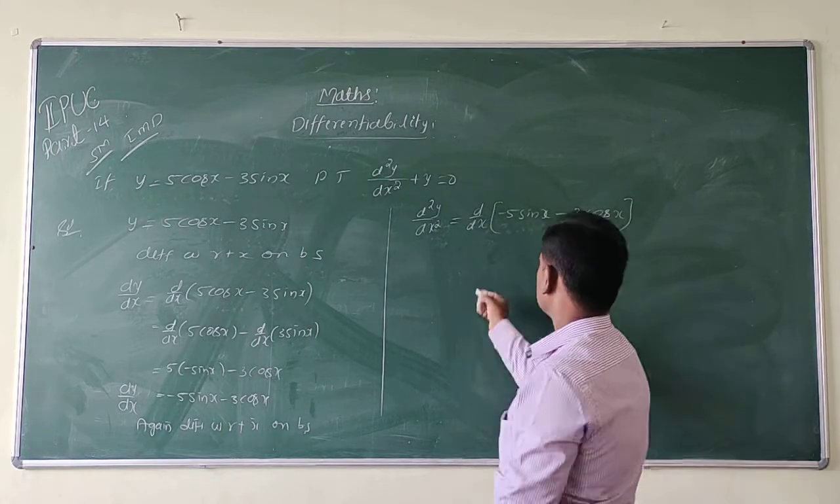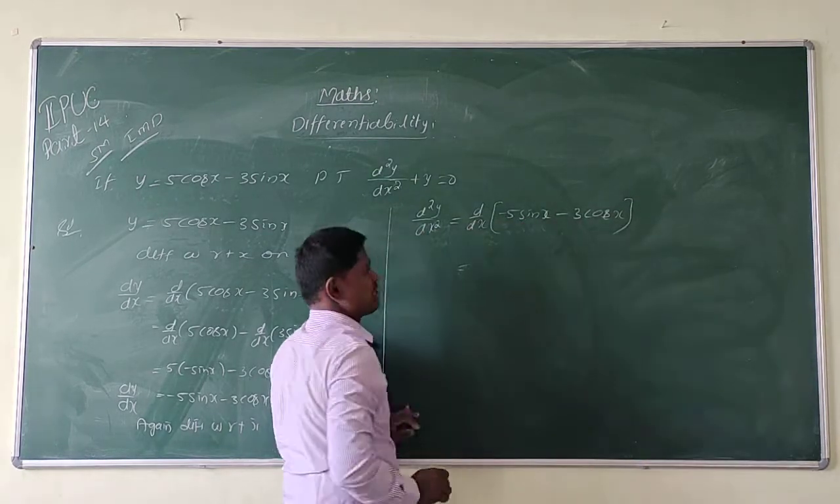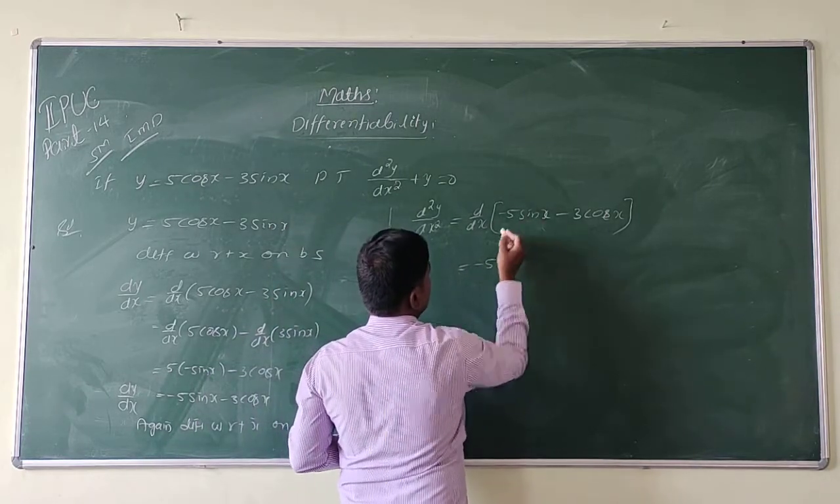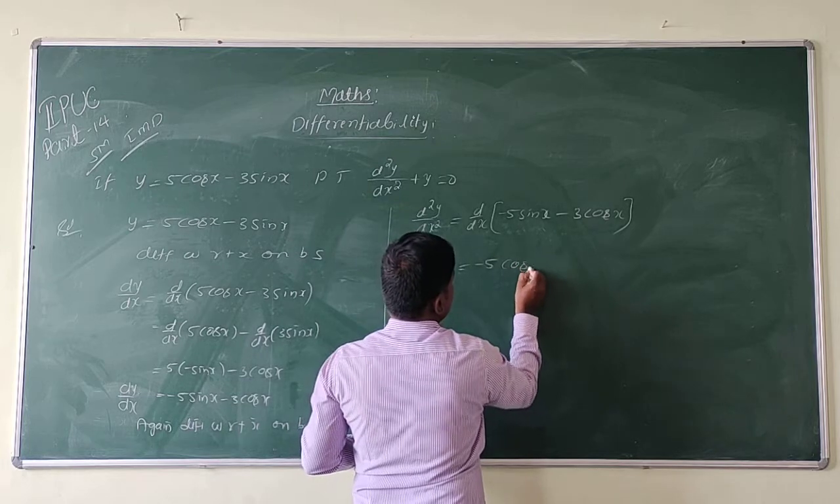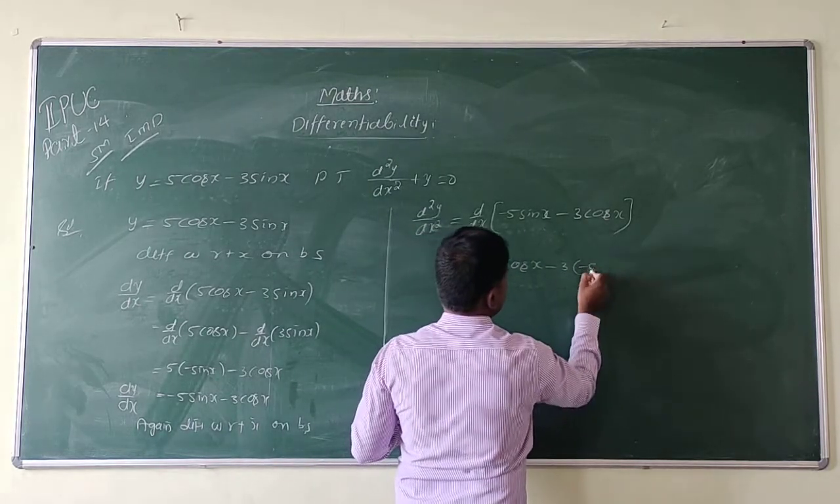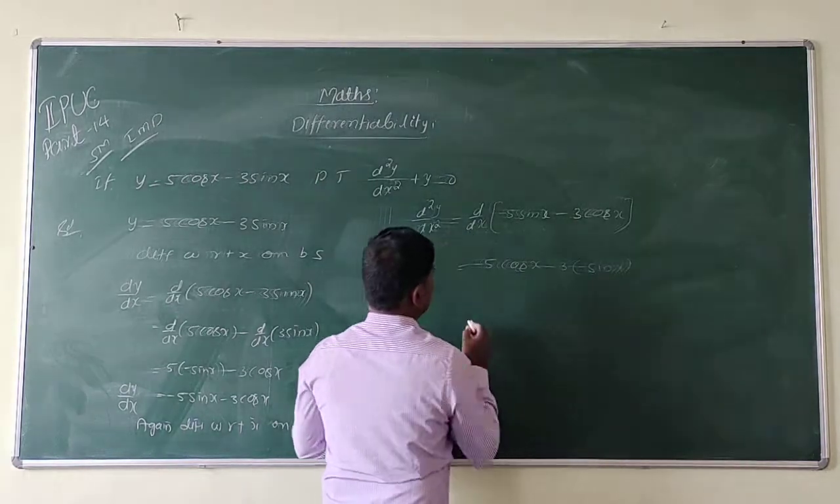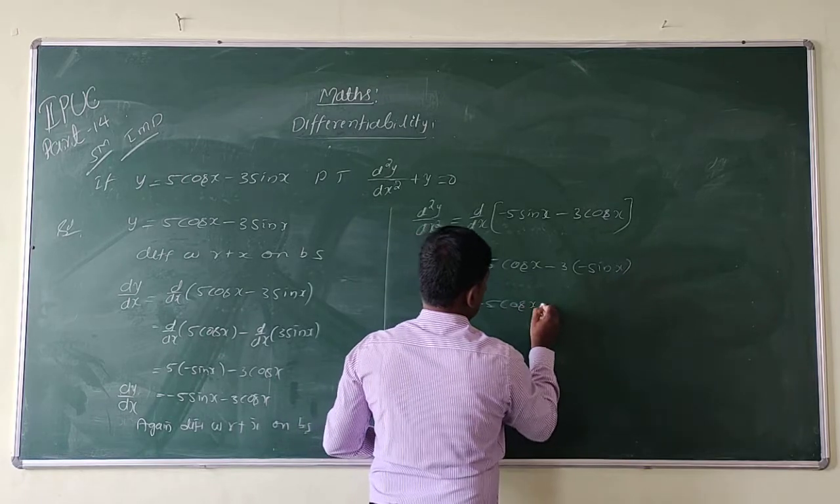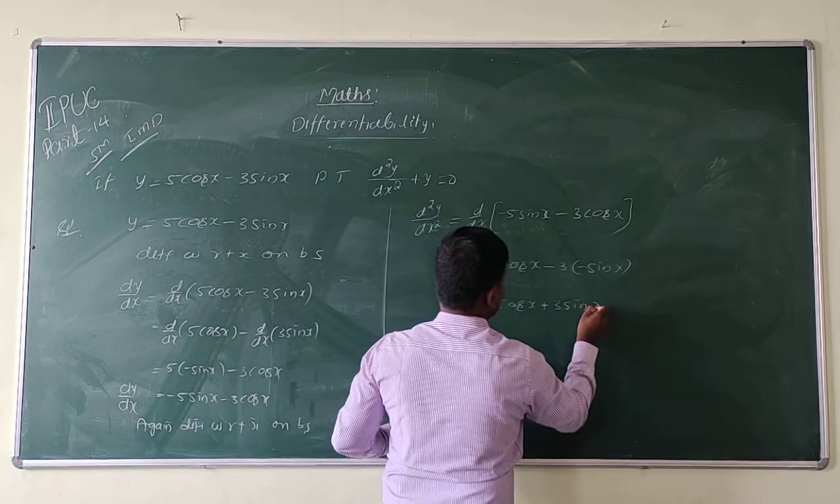Is it clear? So we are going to differentiate separately by using the algebra of derivative. That is, −5 is constant, so the differentiation of sin x is cos x. Minus 3 into the differentiation of cos x, which is −sin x. So this is the result: −5 cos x + 3 sin x.